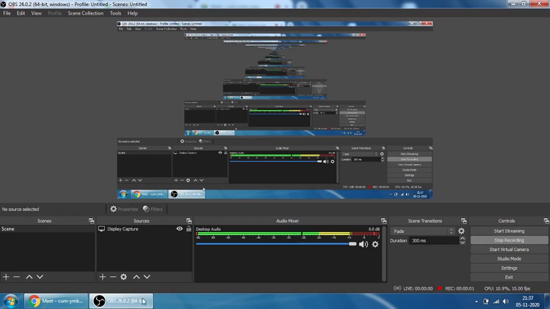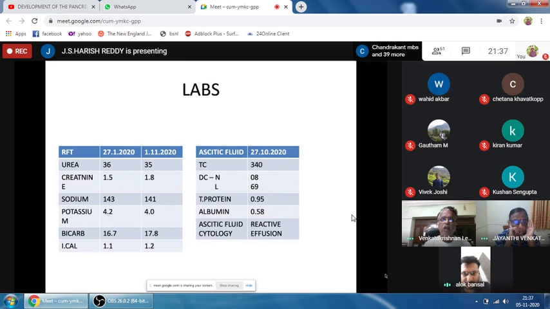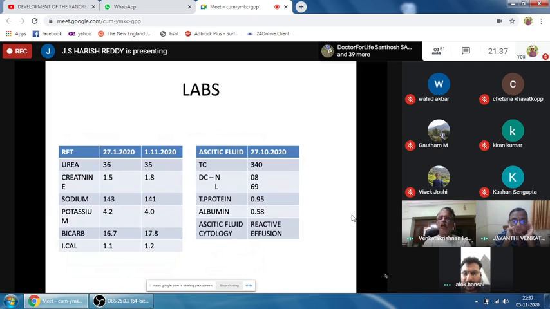Any SBP, and he had a, what is that? SAG. Yeah. Here I can say, can we go for the previous slide? 2.3. Yeah. So high SAG, low protein, high SAG. That means he has got portal hypertension, but he has got an elevated serum creatinine. Anything else you want to know?